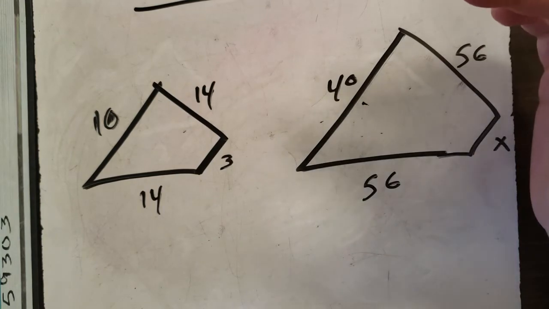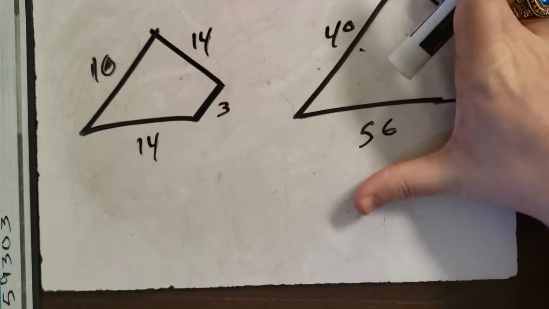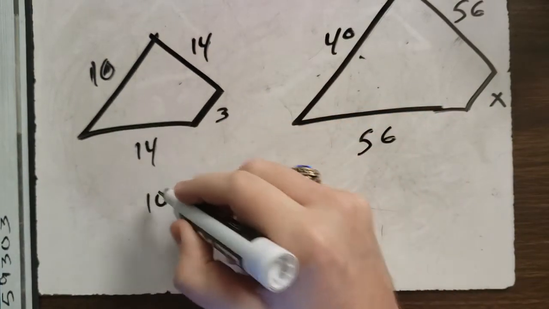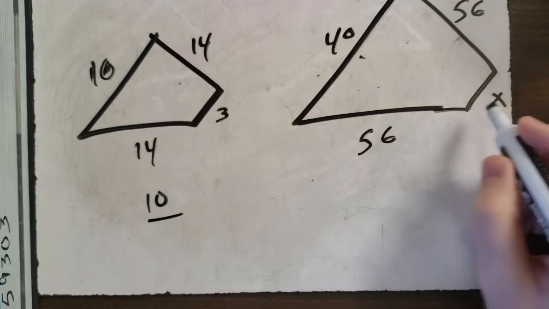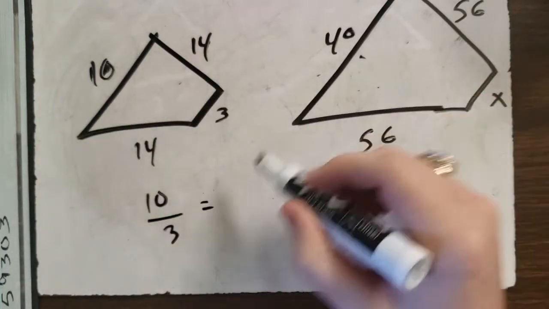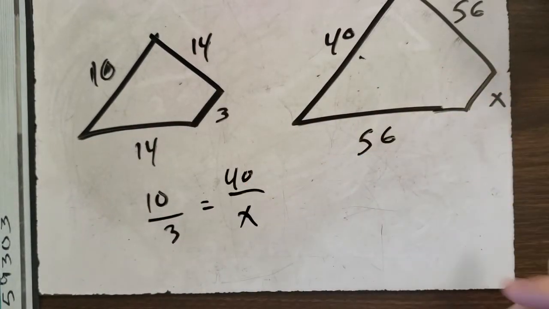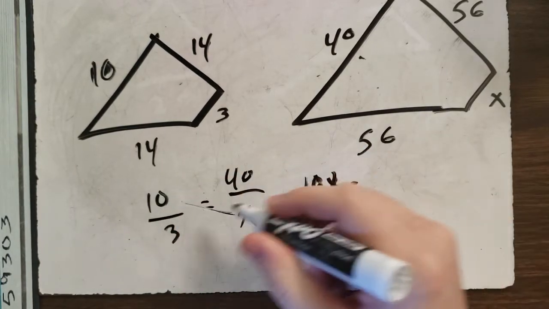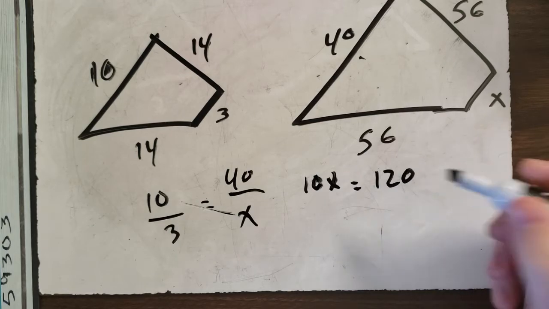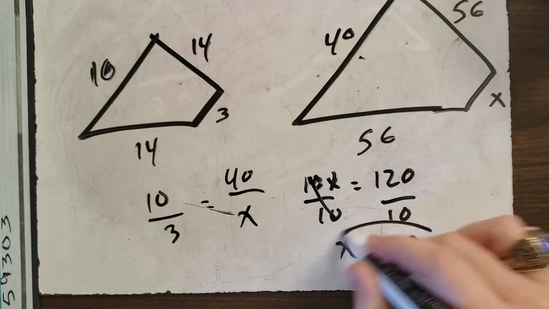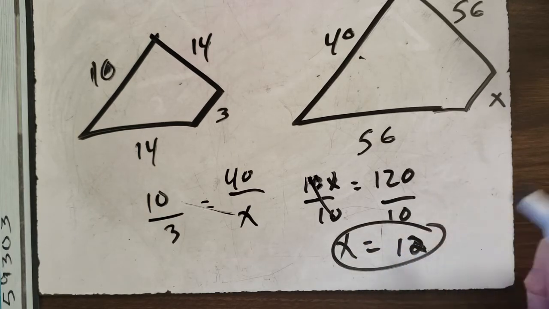So if we were cross multiplying, you can take this side, 10, and put it over the side we need. We need this side here, which corresponds to the 3. So put it over the 3, and that equals 40, the side that 10 corresponds to, over x. Then once again, we cross multiply: 10 times x is 10x, 3 times 40 is 120, and then we divide by 10, and x equals 12. And that's our answer.